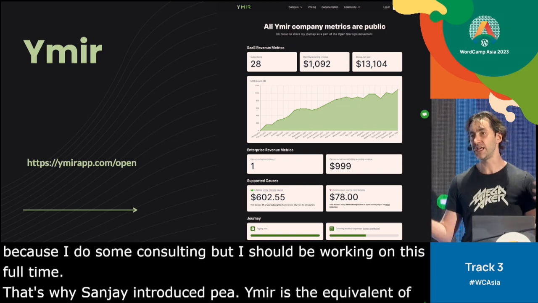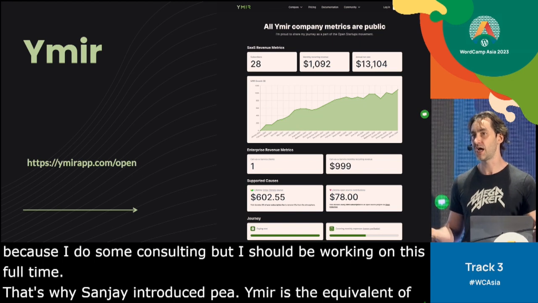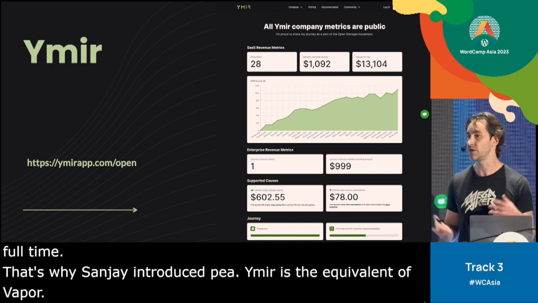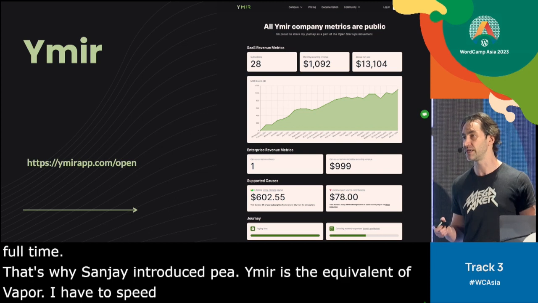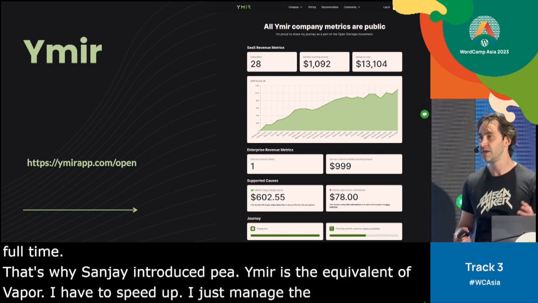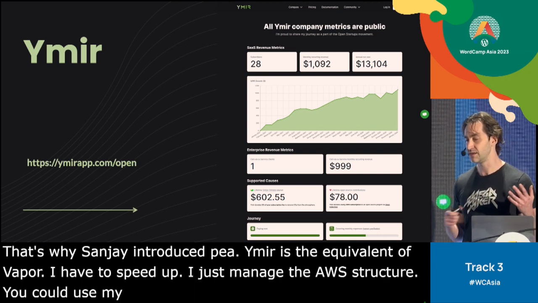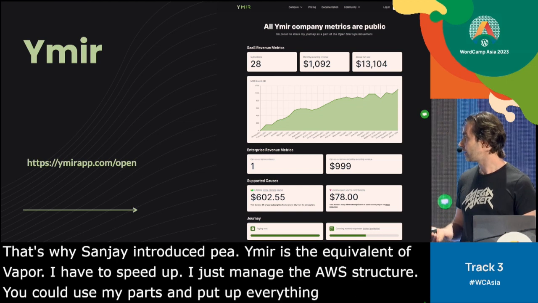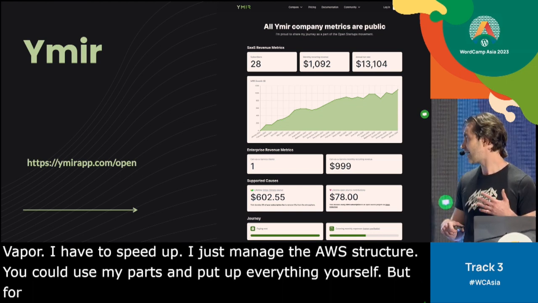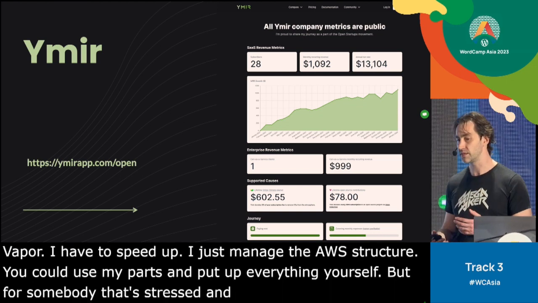So I just manage the AWS infrastructure. So it's not about the serverless part. You could use my parts and just put everything together yourself if you want. But for somebody that's stressed and, you know, oh my God, I don't know anything about AWS, well, that's kind of what that product solves.